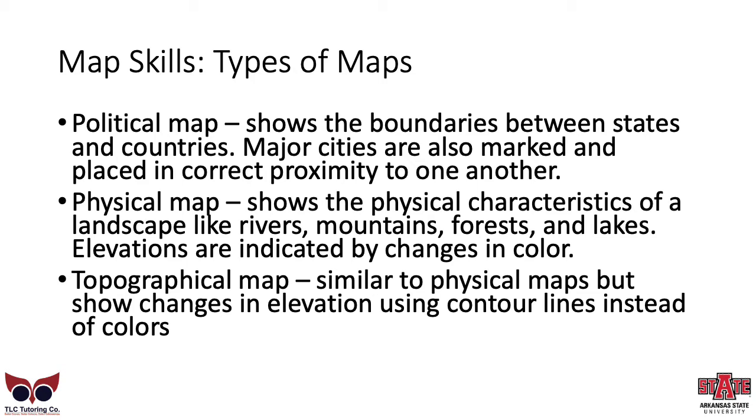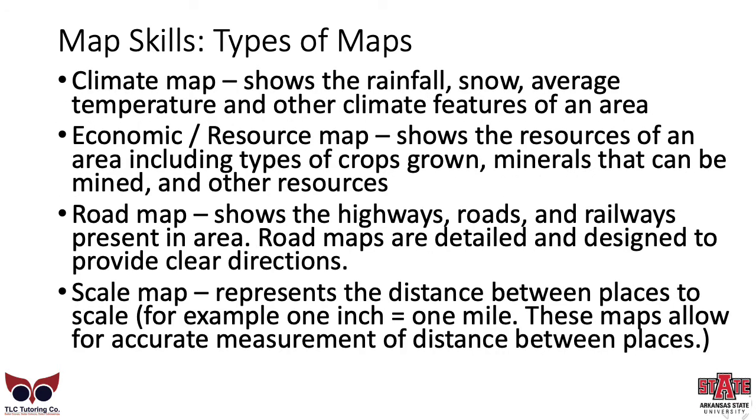A physical map shows the physical characteristics of a landscape, like rivers, mountains, forests, and lakes. Elevations are indicated by changes in colors. A topographical map is similar to a physical map, but shows changes in elevation using contour lines instead of colors. A climate map shows the rainfall, snow, average temperature, and other climate features of an area.